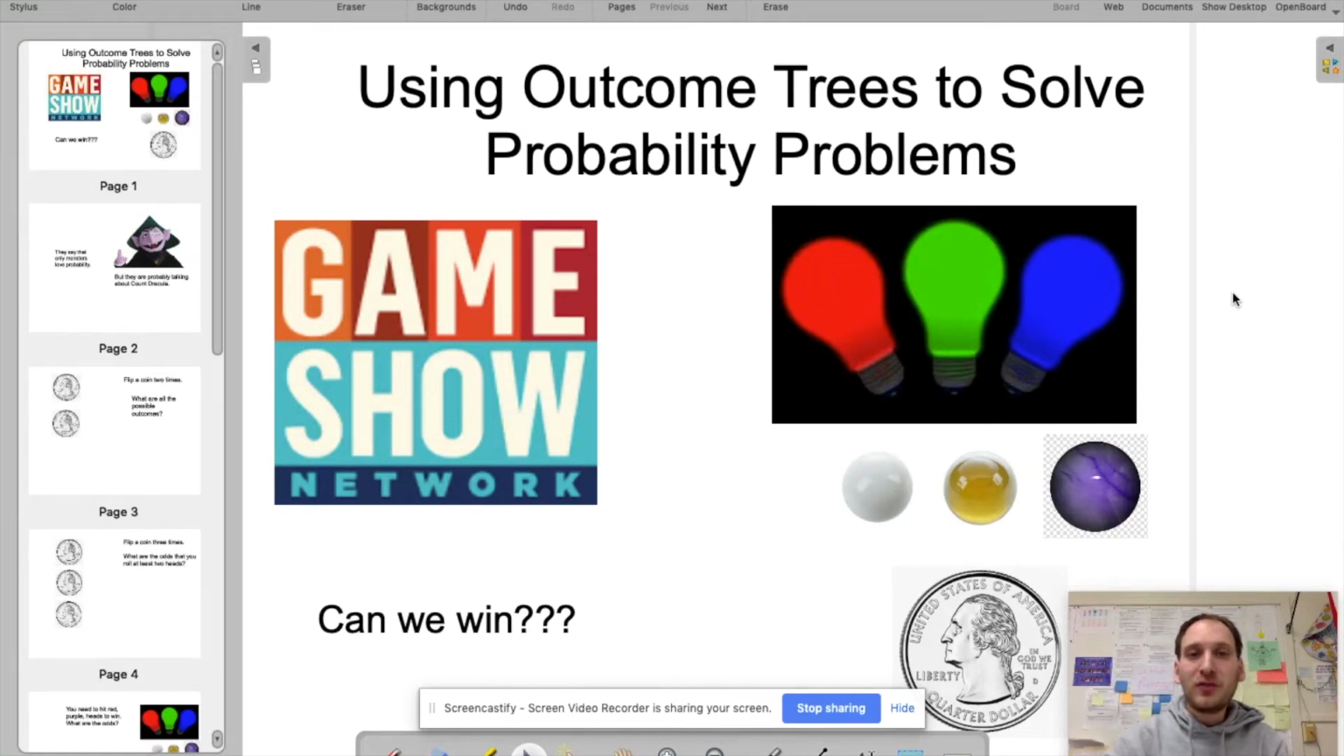Hi everybody, this video is going to cover creating outcome trees to help you solve probability problems. Up until this point, a lot of our problems have had one movement, like you spin the spinner once, or you roll the dice once, or you flip a coin once. These problems are going to be a little bit more complicated.